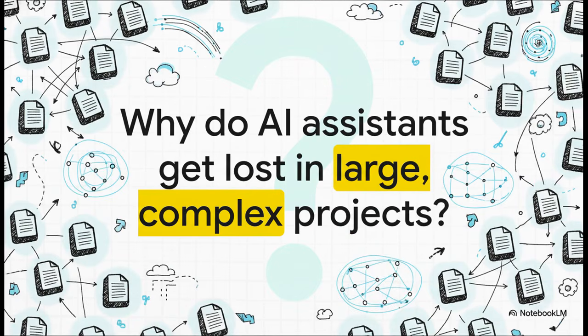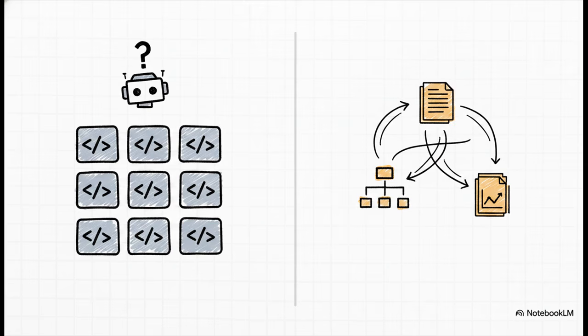So let's ask the big question: why do these incredibly powerful AI tools struggle so much with the big picture? I mean, they can see individual files, sure, but understanding how everything connects across a massive repository, that's a whole different ballgame. It's kind of like trying to navigate an entire city when all you have is a map of a single street. And this right here is the heart of the problem.